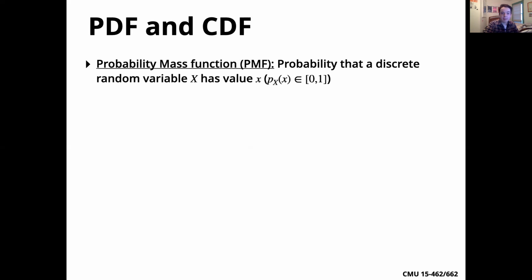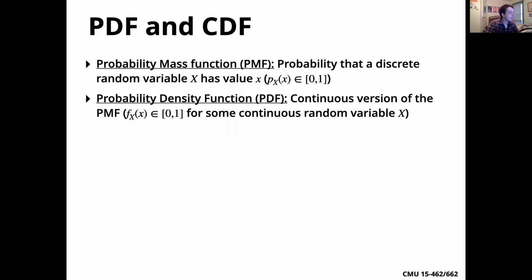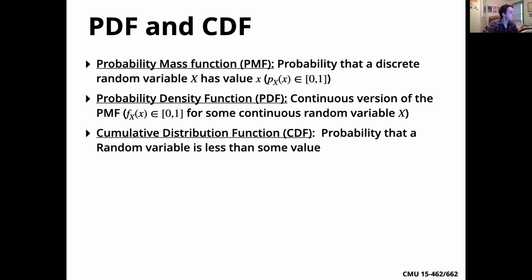Probability mass function, right? So we have a random variable x, and the probability mass function says, just as review, hopefully, the probability that some discrete random event big X has value little x, right? So this is between 0 and 1. Probability density function is the continuous variant of this. So it involves a continuous random variable, right? So there are infinitely many, uncountably many different outcomes.